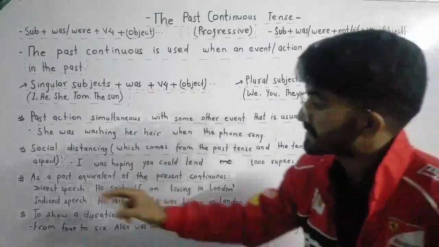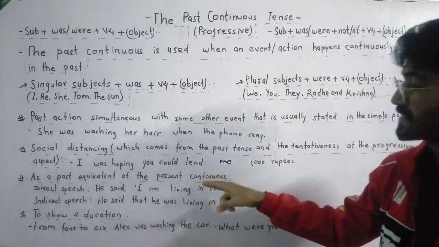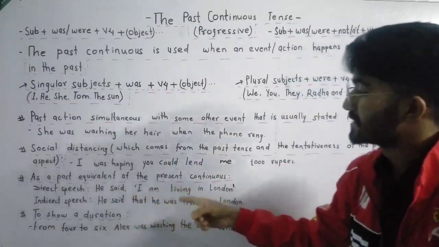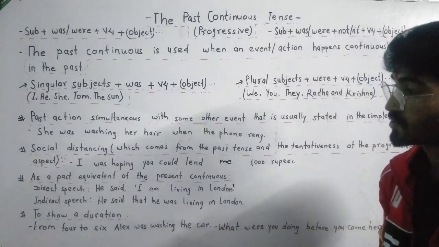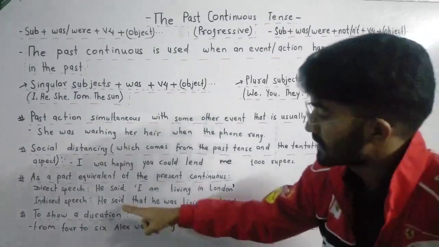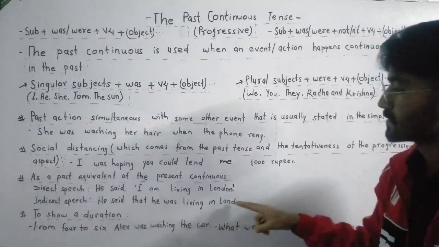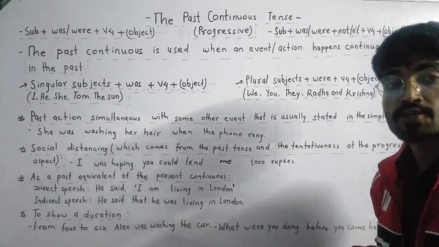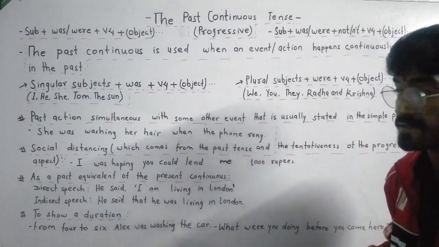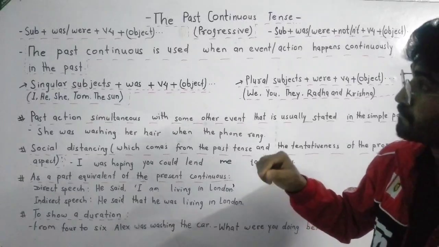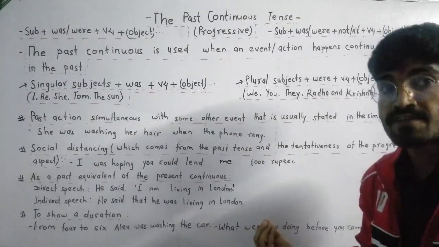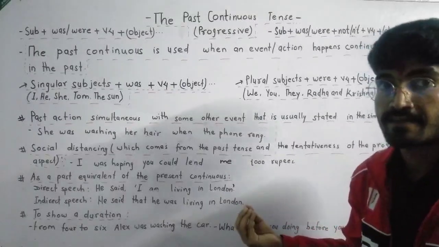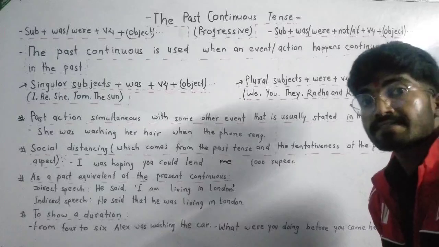And another use is a past equivalent of the present continuous. It means, see, direct speech. He said, I'm living in London. And while changing into the indirect speech, he said that he was living in London. With the same meaning, we change the direct speech into the indirect speech. And a present continuous sentence is changed into the past continuous while changing from the direct into the indirect.